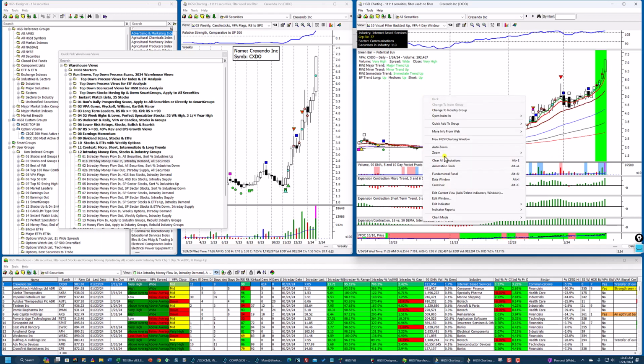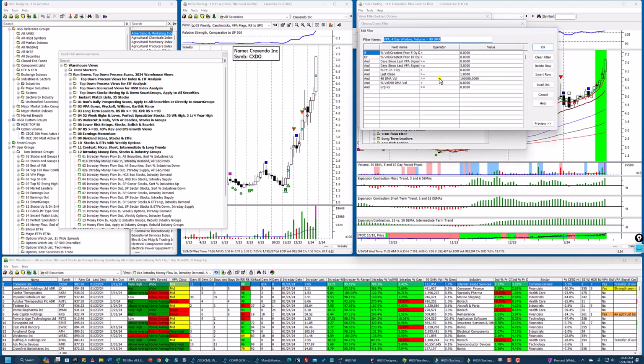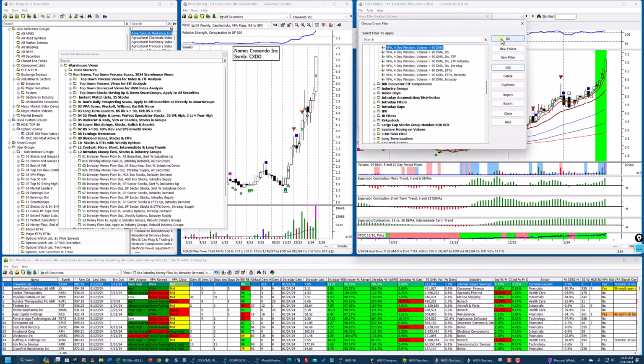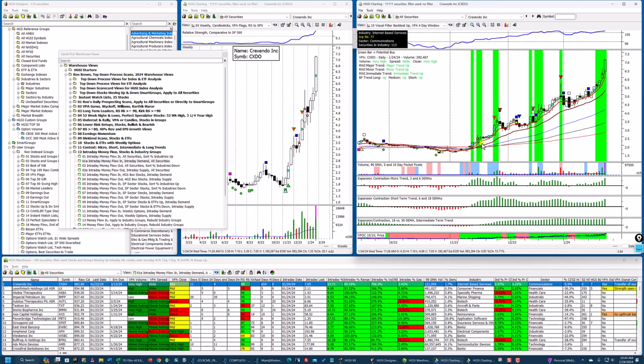I'm just going to do this. I'm going to edit the indicator, visual filter back test, go into the filter, edit the filter, 90-day moving average volume. I'm going to make it 1. And click OK. Says this is not valid for backtesting, and I'm not backtesting, so it doesn't matter. So I changed that to 1, and look at all these signals that were generated here because the other criteria was met, above average volume.